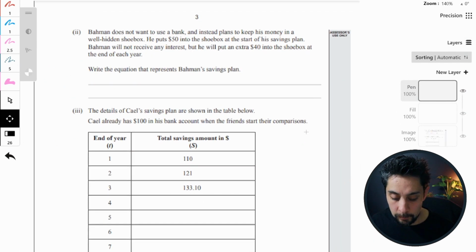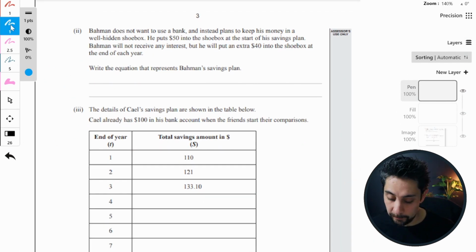Next up, Barman does not want to use a bank. Instead, he plans to put his money in a well-hidden shoebox. He puts $50 into the shoebox at the start of his savings plan. He will not receive any interest because shoeboxes don't give interest, but he will put an extra $40 at the end of each year. He's not going to end up with much money. Write an equation that represents Barman's savings plan.